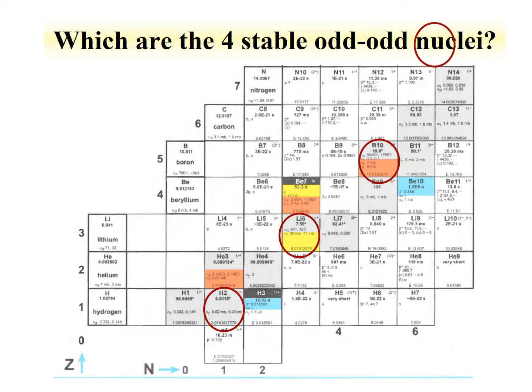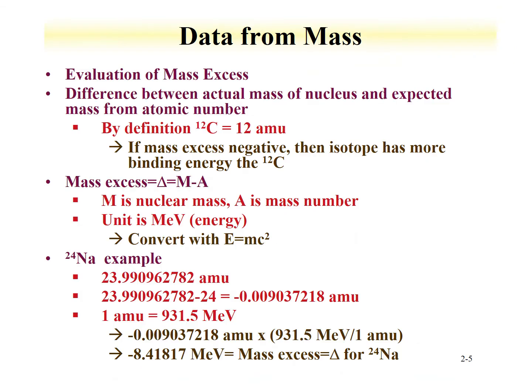And then nitrogen 14. The next odd numbered Z, so odd number of protons for an element is fluorine. And if you look at fluorine, there is no stable isotope of fluorine with an odd number of neutrons. So these 4 isotopes here are the only 4 stable isotopes that have an odd number of neutrons and an odd number of protons.